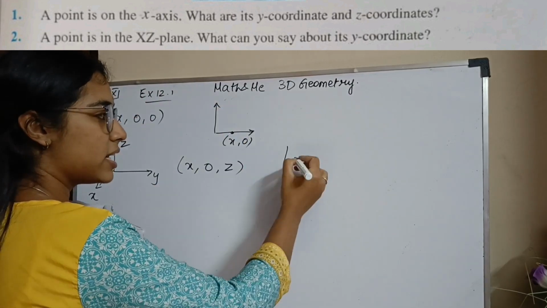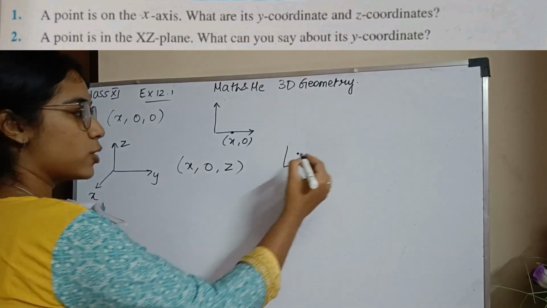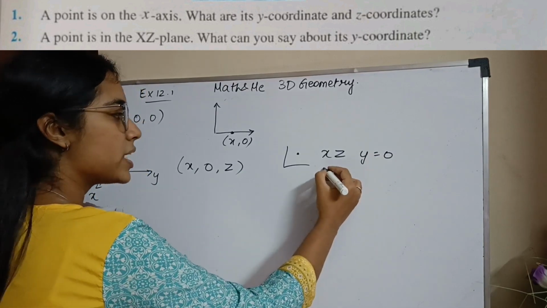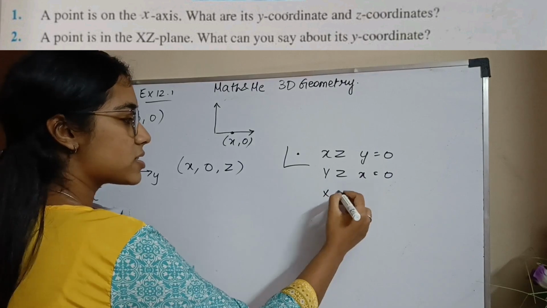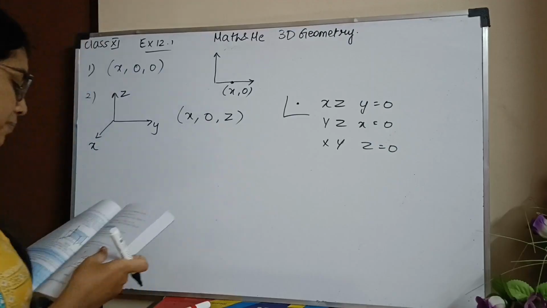Now if it is the xy plane, then a point here is not on the z-axis. So the z will be 0. So for the xz plane, the y coordinate is 0. For the yz plane, the x coordinate is 0. For the xy plane, the z coordinate is 0. Okay? So always remember this.